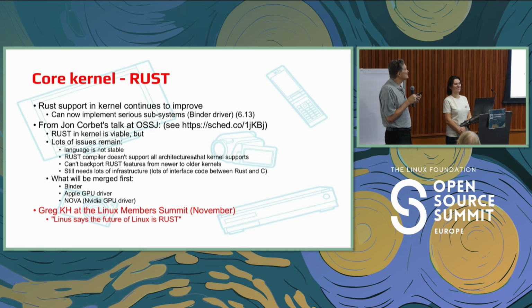So Rust is coming in the Linux kernel, and Jonathan Corbet gave a great talk at Open Source Summit Japan about some of the issues and some of the things that might be merged. I think he was prescient on the binder one there. I heard this quote directly from Greg Kroah-Hartman at the Linux Maintainer Summit in November. He said, quoting Linus, so this is hearsay, that Linus says the future of Linux is Rust.